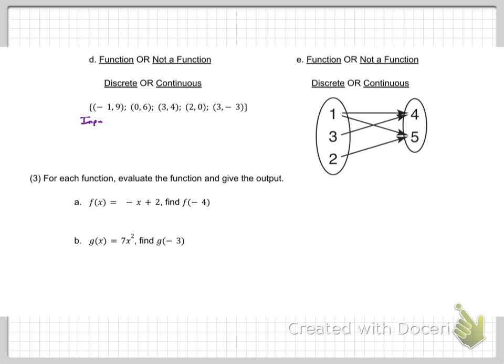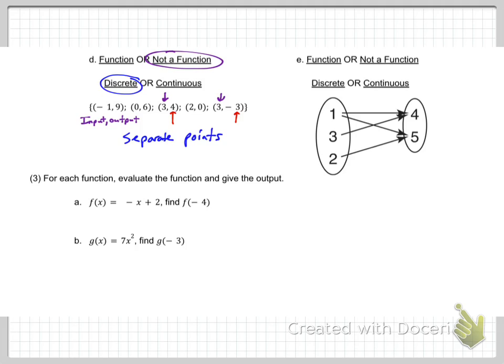Moving on, we now have the points laid out in a different way. Notice that -1 is the input and 9 is the output, so I'm checking all the inputs, and I see that there are two that are the same. That doesn't mean it's automatically not a function. We need to look at the outputs, and lo and behold, 4 and -3 are different outputs, so we have two of the same input with different outputs. That is not a function. Also, these are separate points, so it is discrete.